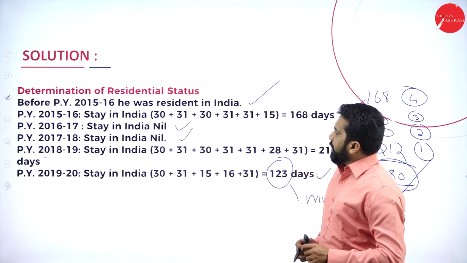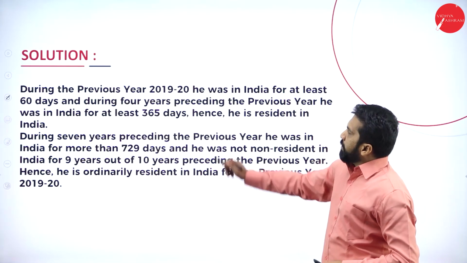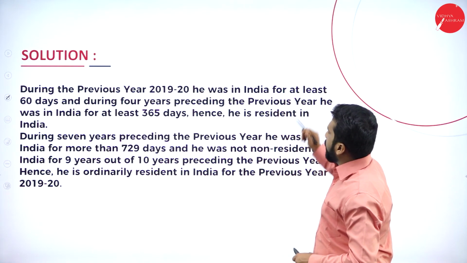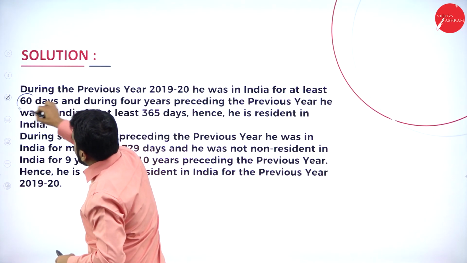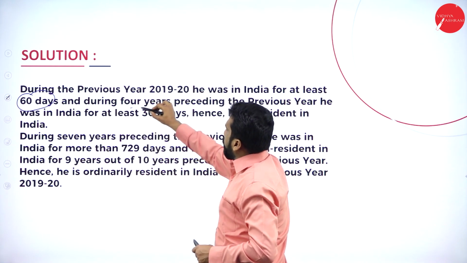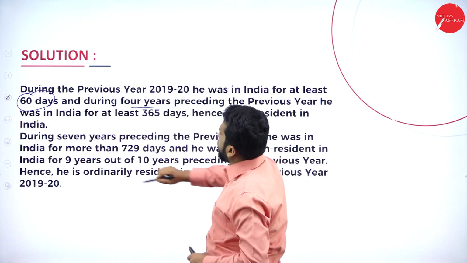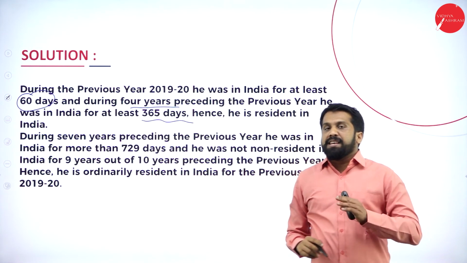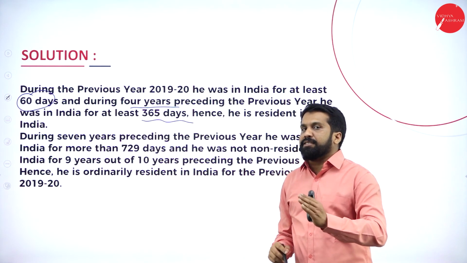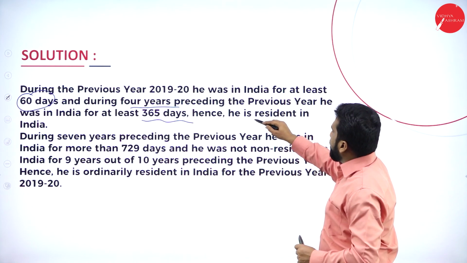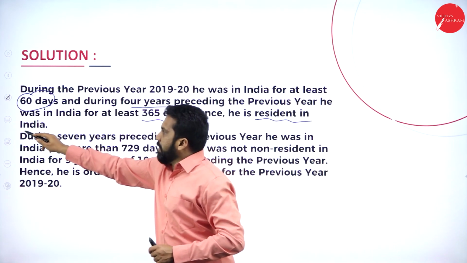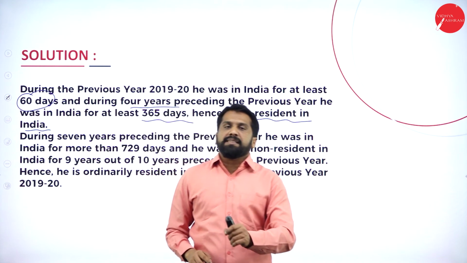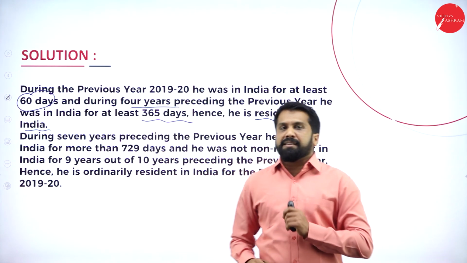Hope you are clear. So as per this, he is a resident. Now, we can say that during the previous year, he was in India for at least 60 days, and during the 4 years preceding the previous year, he was in India for at least 365 days. He completed both conditions. Now, he is resident in India. Clear? Very easy, but you have to remember the conditions.